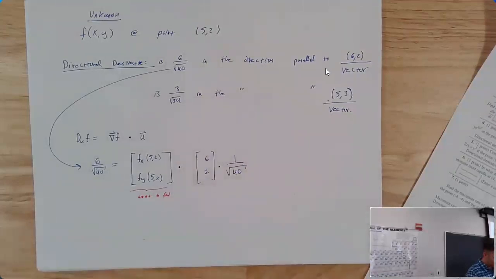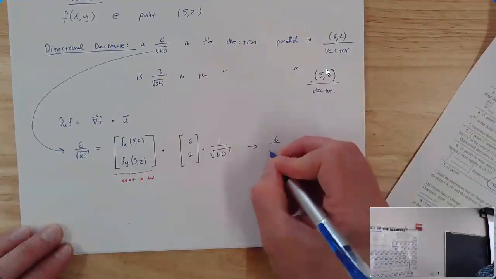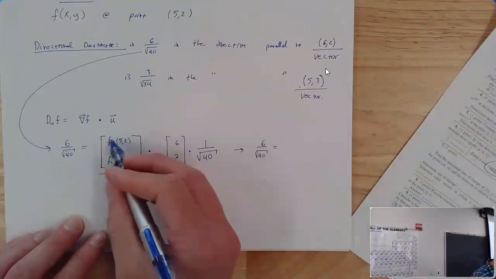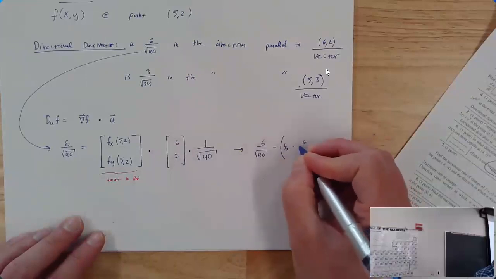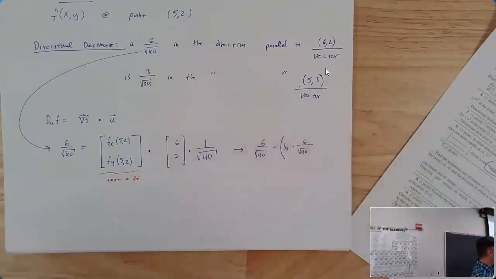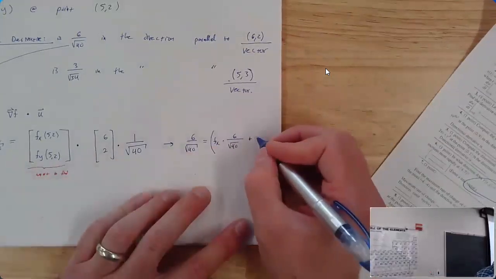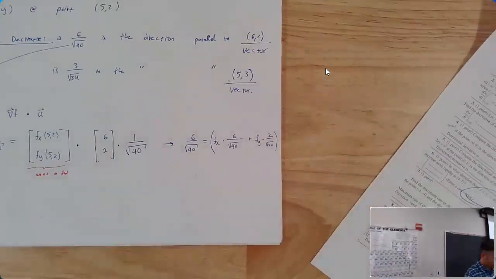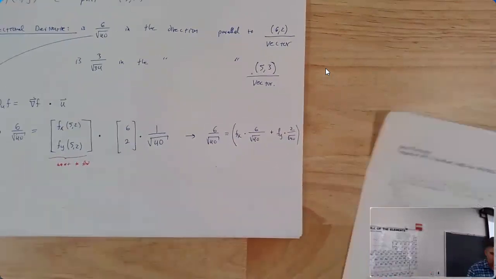So here's what we've got. We have that 6 over the square root of 40 on the left equals the partial with respect to x times 6 over root 40. I didn't write fx at the point (5, 2) because it's a lot to write. We know it's at the point (5, 2). And then plus the partial with respect to y times 2 over root 40.